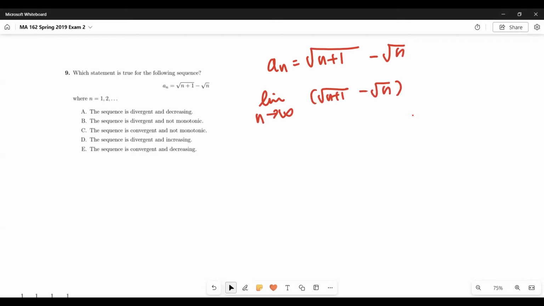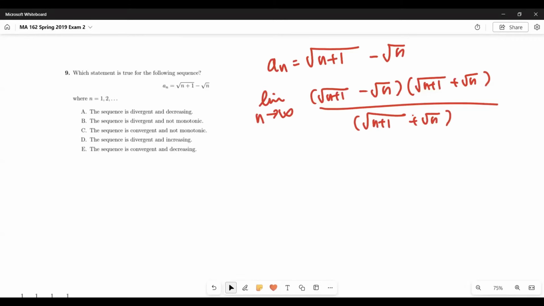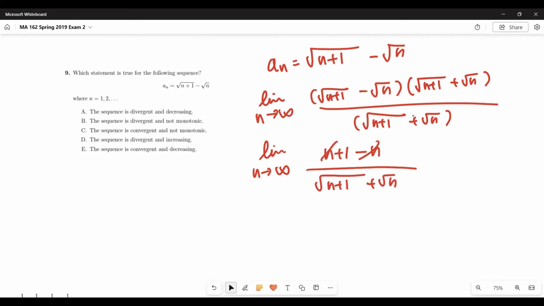We want to get rid of the square root, so we're going to multiply by the conjugate: square root of n plus 1 plus square root of n, divided by square root of n plus 1 plus square root of n. We are dividing because originally this was not supposed to be there, so if you multiply by the same thing and divide by the same thing, it's going to be the same value eventually. So the limit as n goes to infinity: this becomes n plus 1 minus n over square root of n plus 1 plus square root of n. n and negative n cancel out, so we get the limit as n goes to infinity of 1 over square root of n plus 1 plus square root of n.